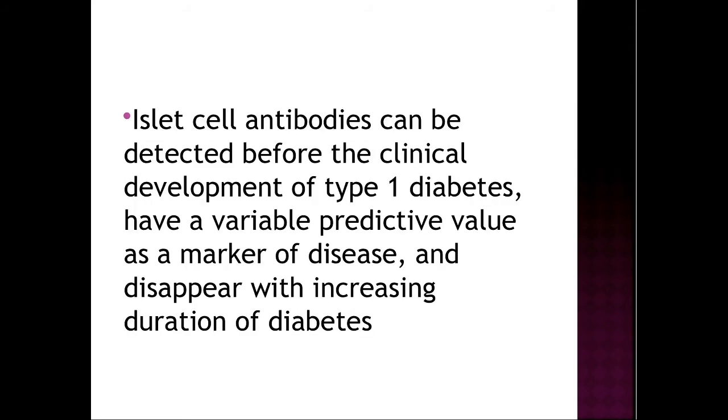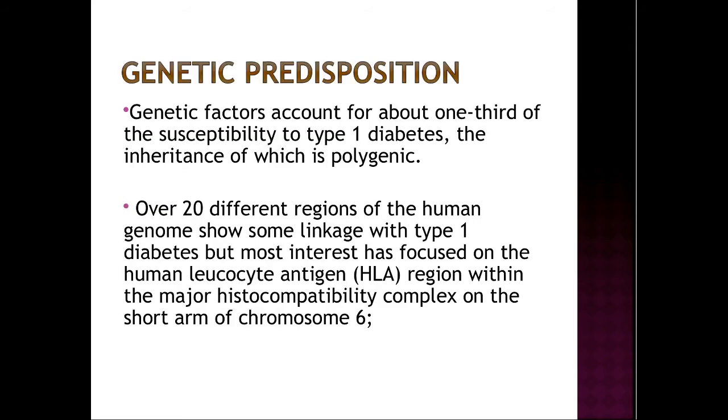Islet cell antibodies can be detected before the clinical development of type 1 diabetes mellitus, have a variable predictive value as a marker of disease, and disappear with increased duration of diabetes.